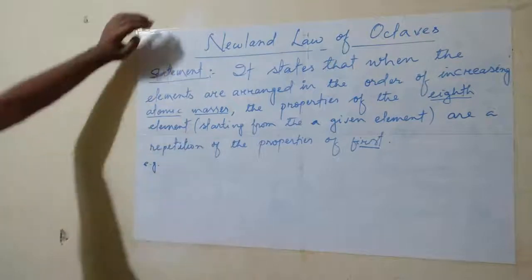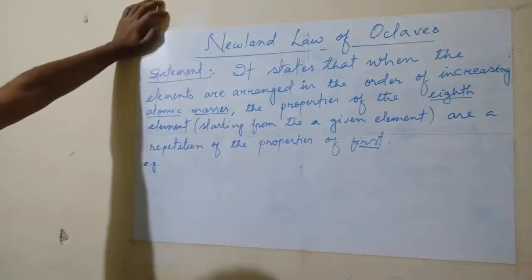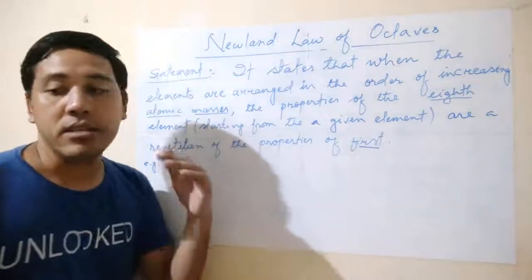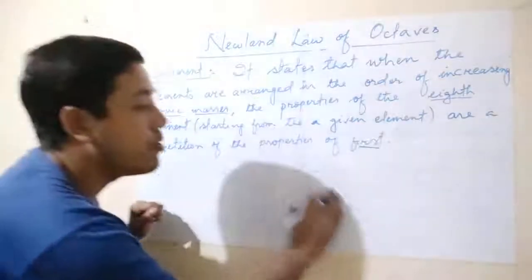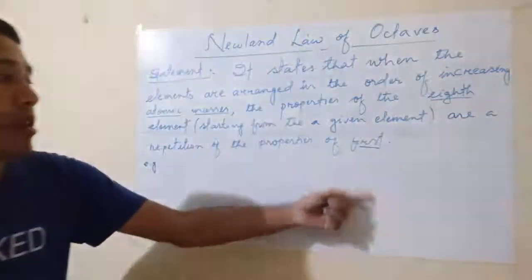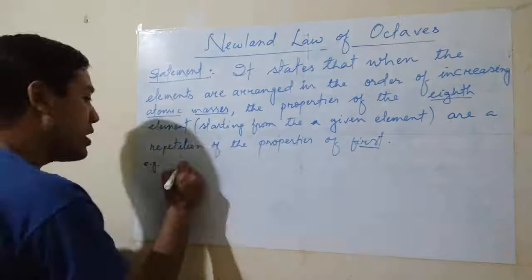At this time, in this Newland Law of Octave, only 56 elements were discovered, and there were no noble gases. Now see what these elements are.